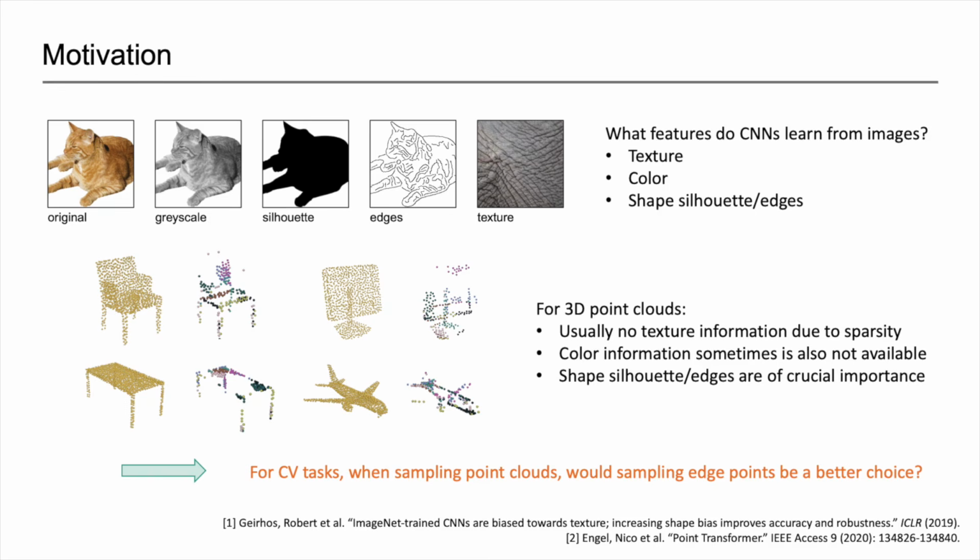In these cases, shape edges are key features that neural networks should learn. The work of Engel et al. proposes a model that learns patches for better downstream performances. From the visualization of the patches learned by the network, we can observe that most key patches are around the shape edges. Hence, we have an assumption: when point clouds are sampled in the middle of a neural network model, would sampling edge points be a better choice for downstream tasks?